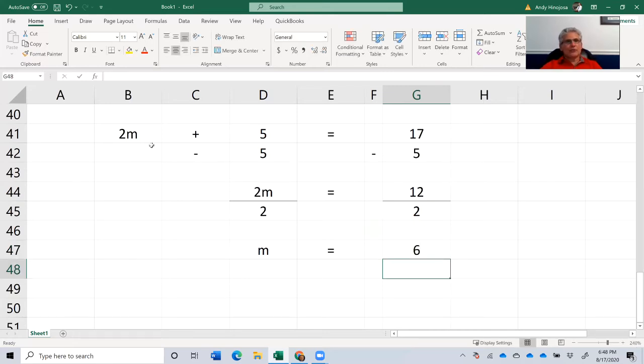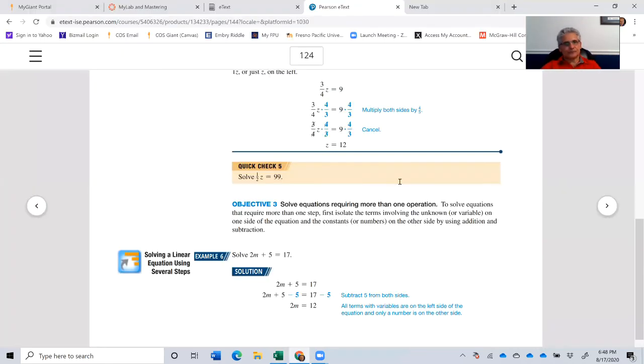So in this example, in this equation, 2m plus 5 equals 17, the solution is m equals 6. You could substitute the m with the 6. 2 times 6 is 12, plus 5 equals 17.